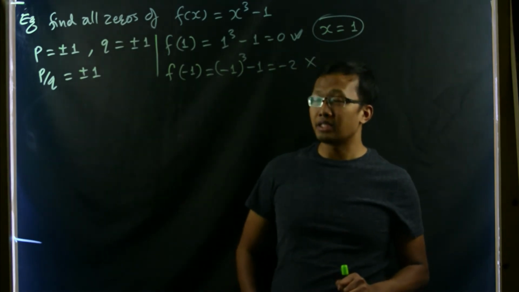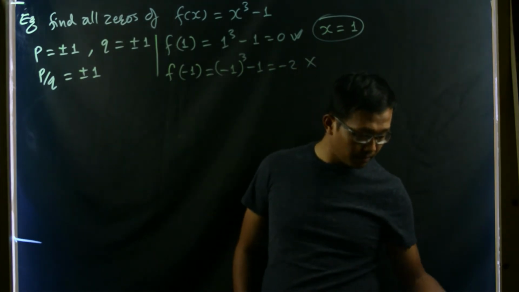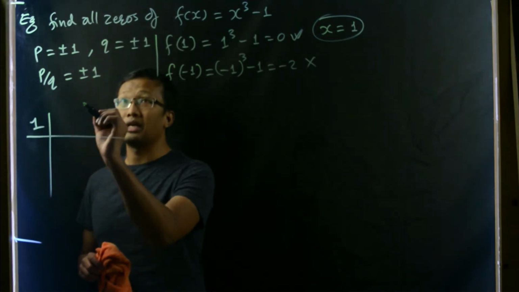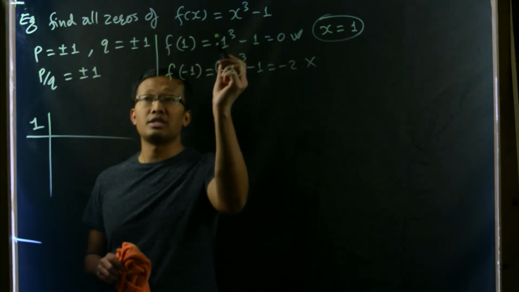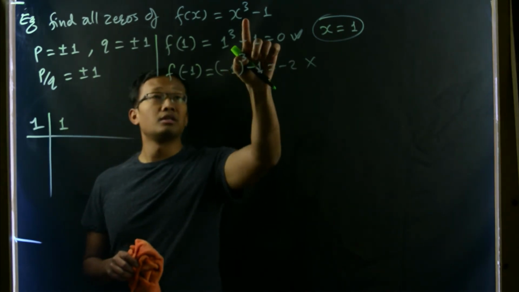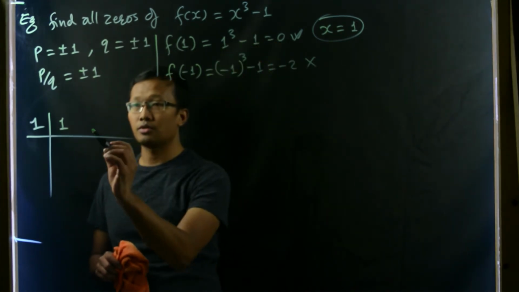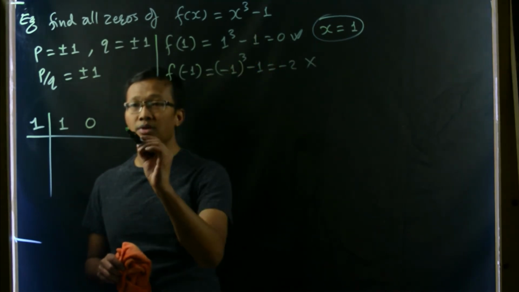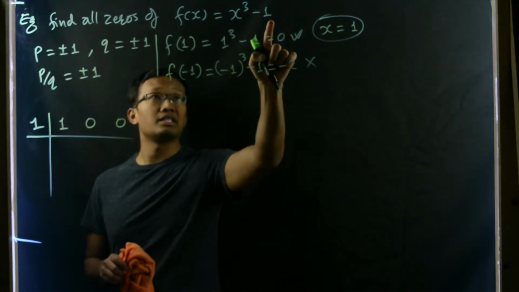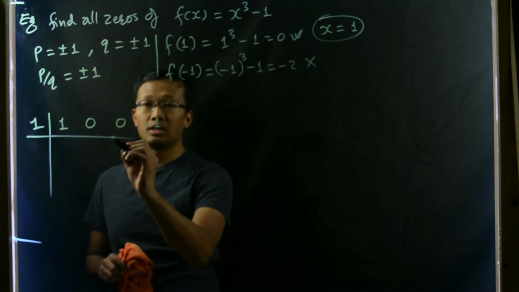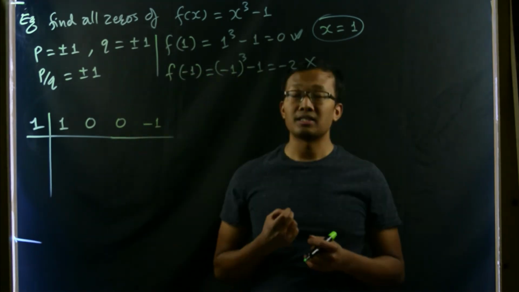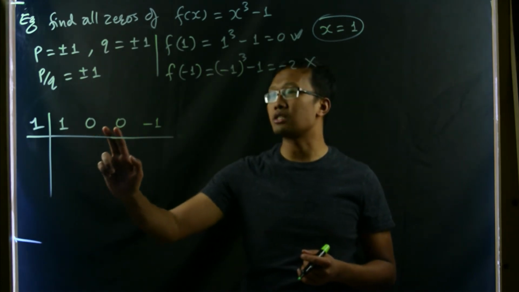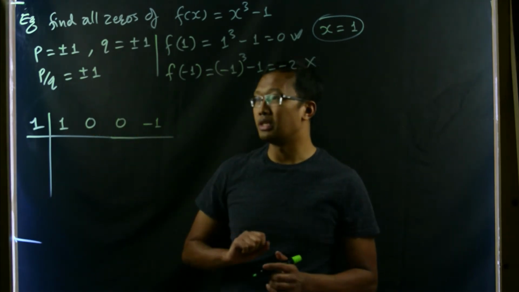Now let us go for synthetic division. Which is simply 1, and the leading coefficient is 1, so that's fine. X squared is missing, so this is 0. X is also missing, 0, and this is -1, so we have this. Since this is a cubic function, we must have expressions involving x squared and x. So that's why we did this.